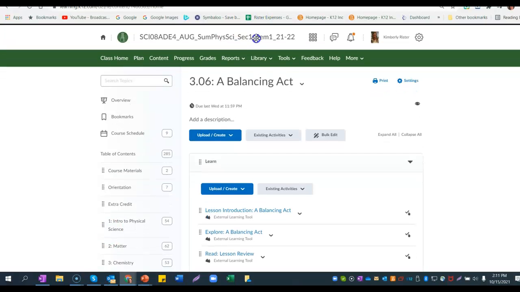So in the lesson content today, sorry, I'm trying to adjust this bar down. And it's not going to do it, so we'll just leave it there.